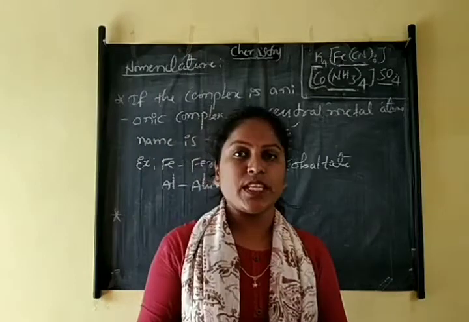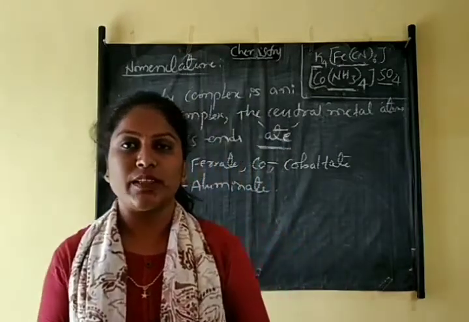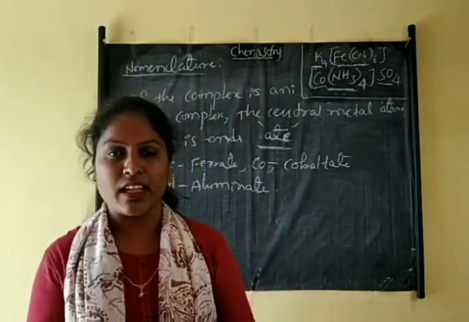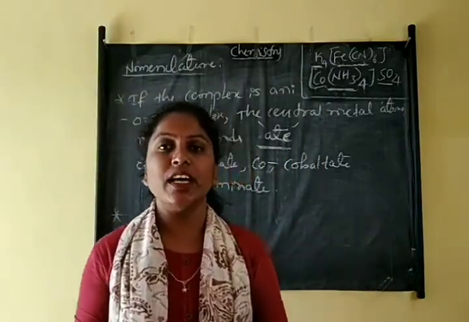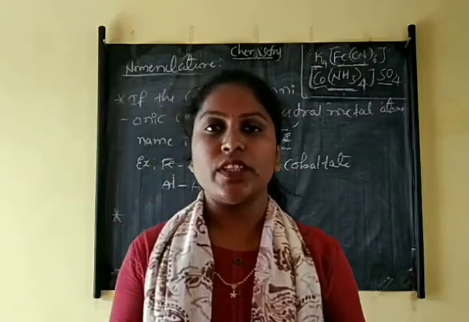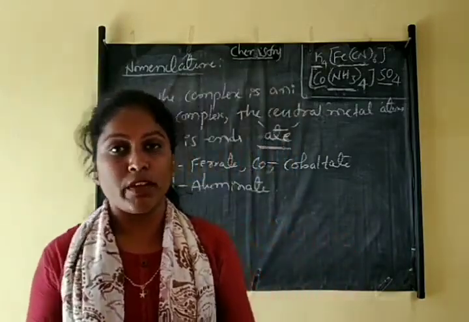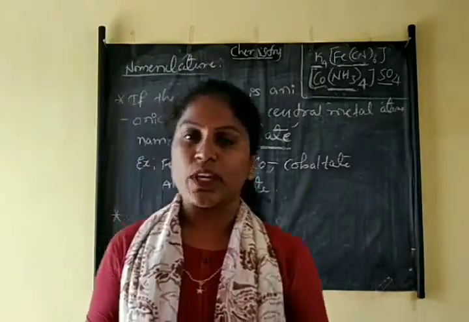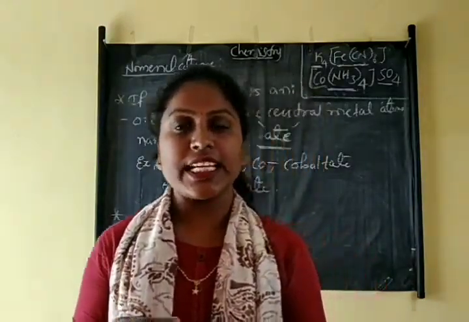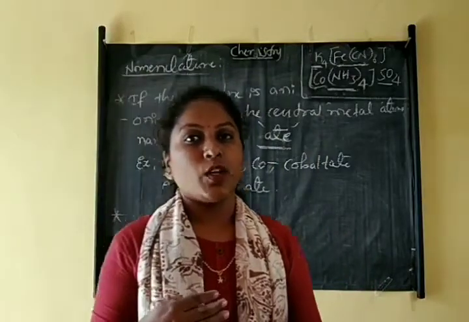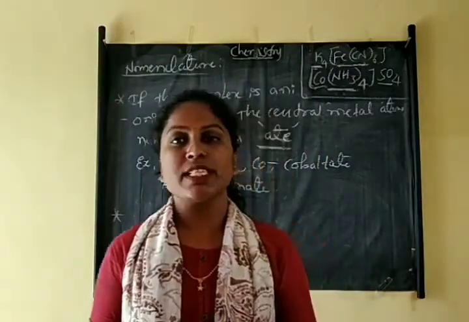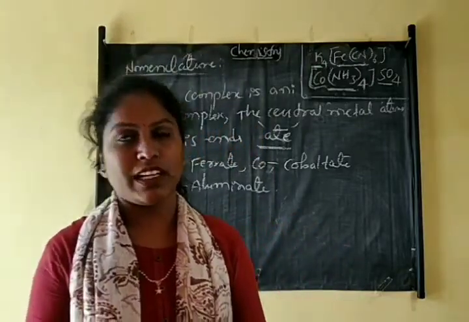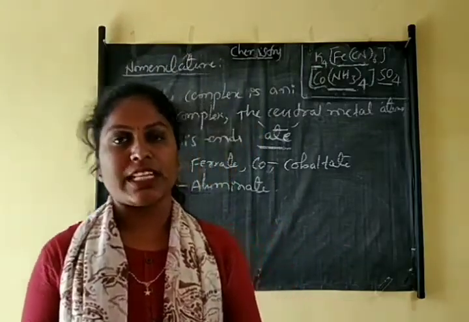And the next one is, the prefixes used, that is di, tri, tetra, penta, hexa, are all used to indicate the number of ligands. If the coordination compound contains a number of ligands, you use the prefixes to indicate it. And if the ligands themselves contain numerical prefixes, then we use bis, tris and tetrakis to indicate the name of the ligands. Okay, that is the next rule.